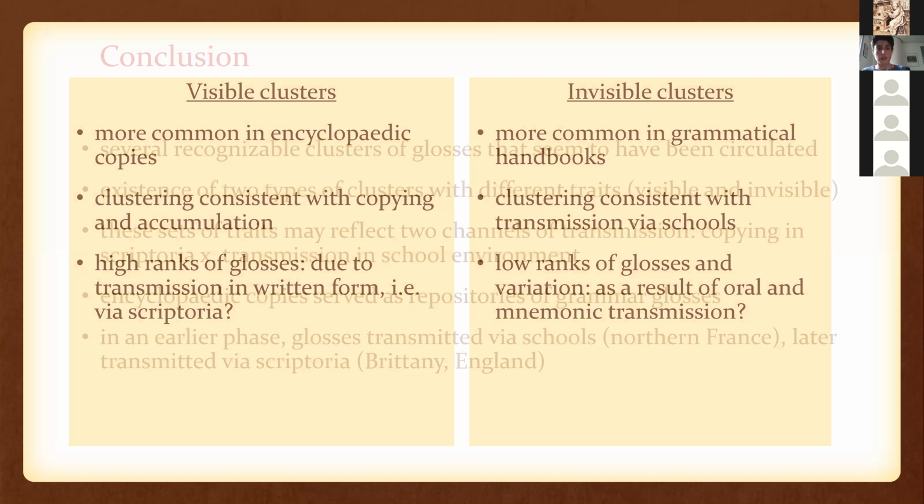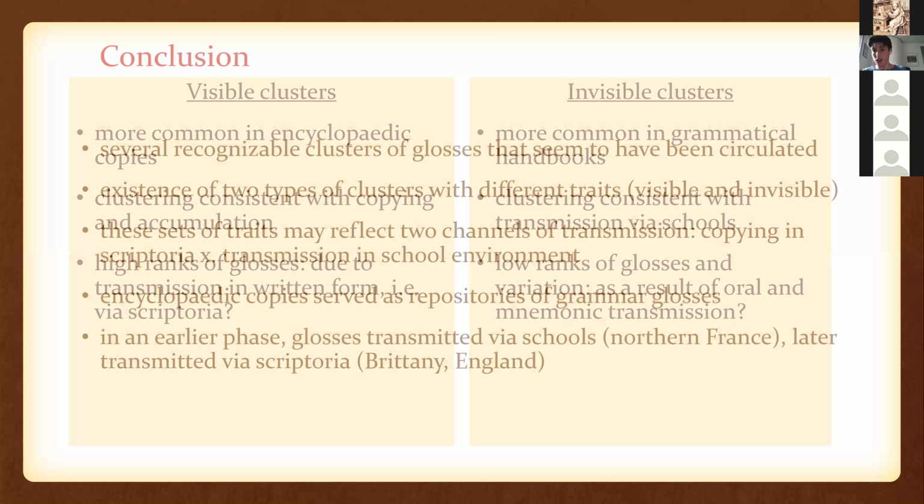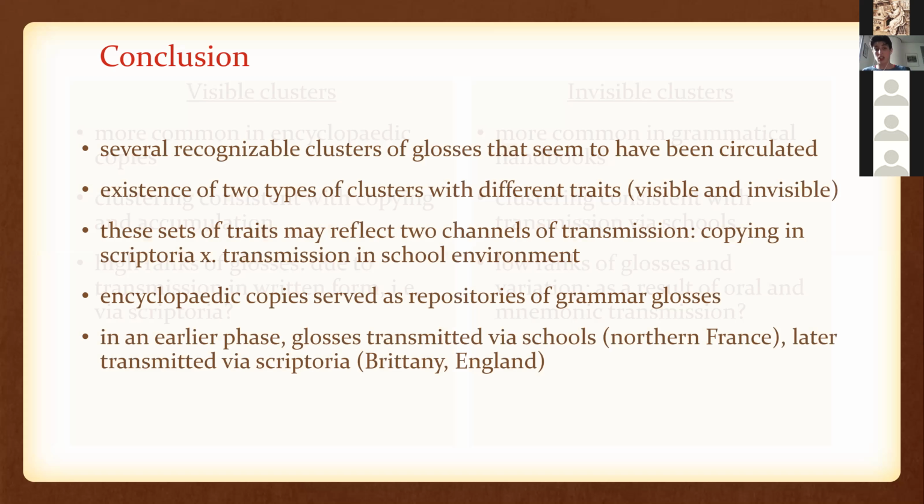This is where I want to end for now. This is where the analysis so far brought me. As you can see, I didn't get very far, and I would like to get further. It helped me to identify several interesting clusters of glosses, including ones that I would not be able to see otherwise. It helped me to see differences between two types of clusters, those that I call visible and invisible, and I also have a sense that maybe we're looking at two different channels of transmission: copying in scriptorium on one hand and transmission in school environment on the other hand. Yes, this is where I will stop for now because I think I'm already speaking for too long, and thank you for your attention.